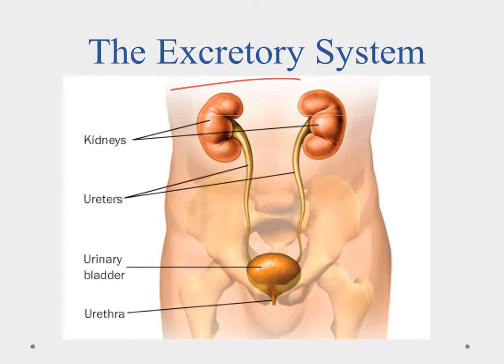Next up is the excretory system. And the excretory system primarily is composed of the kidneys and then the bladder and the tubes that we use to connect them. The ureters, which connect the kidneys to the bladder, and then the urethra, which connects the bladder to the outside world.